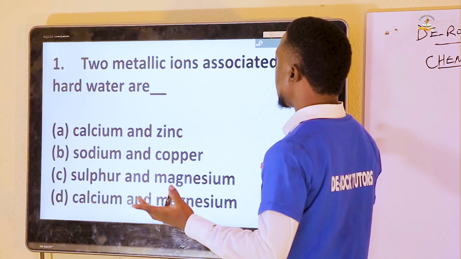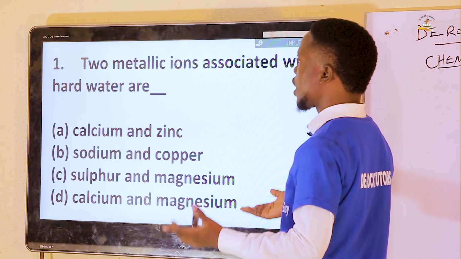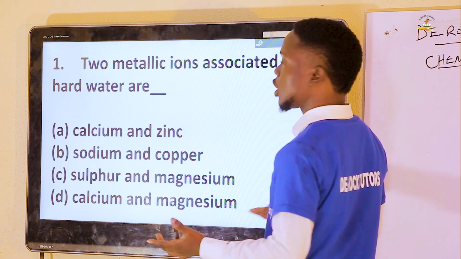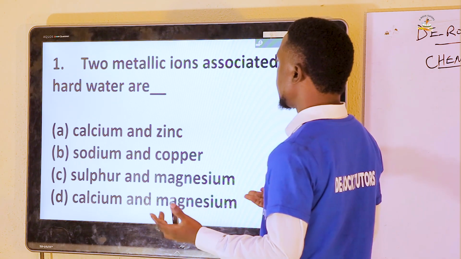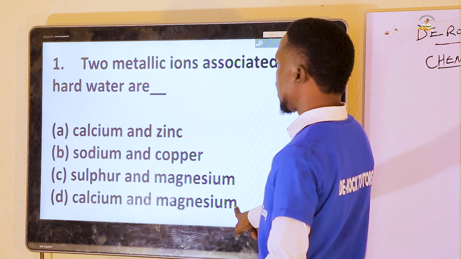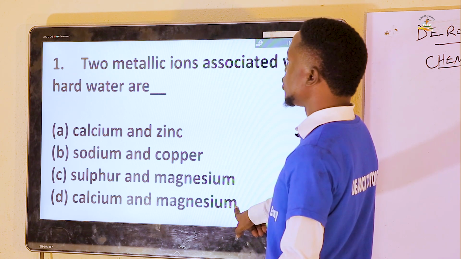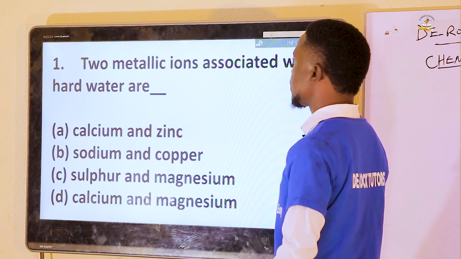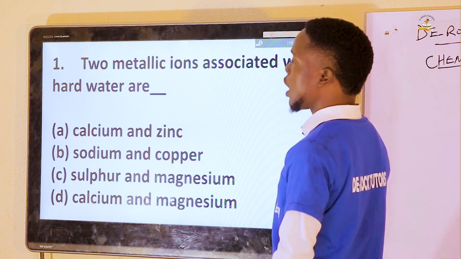Question 1. Two metallic ions associated with hard water are dash. The answer is calcium and magnesium. Calcium and magnesium are the two metallic ions that are associated with hard water.